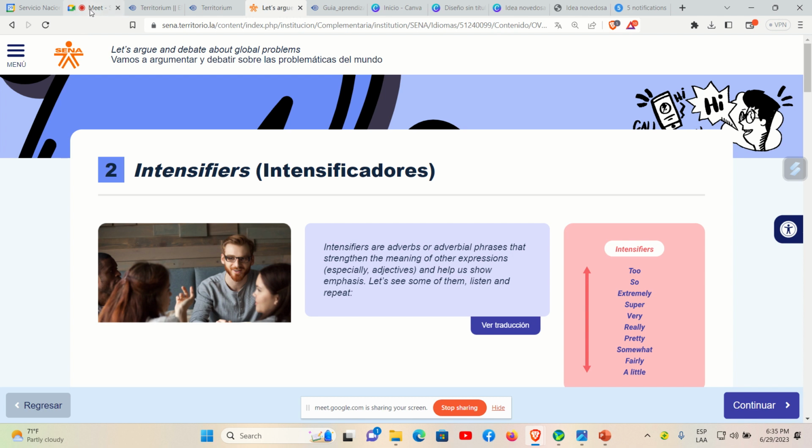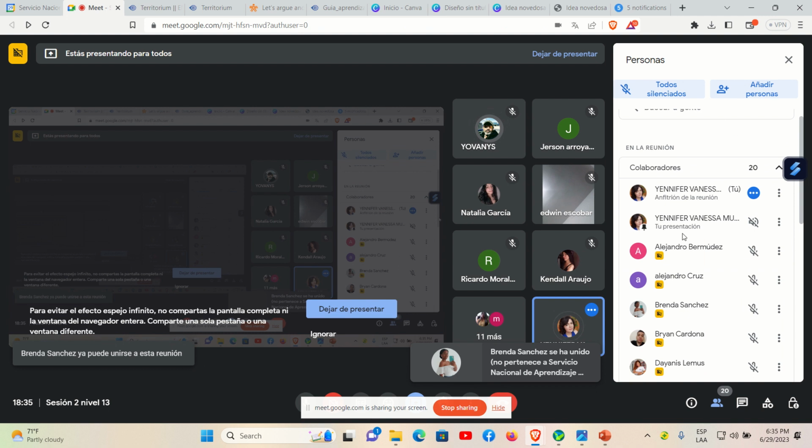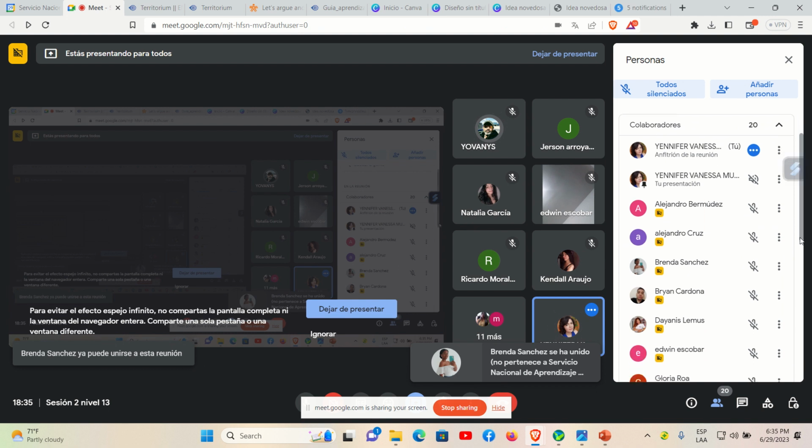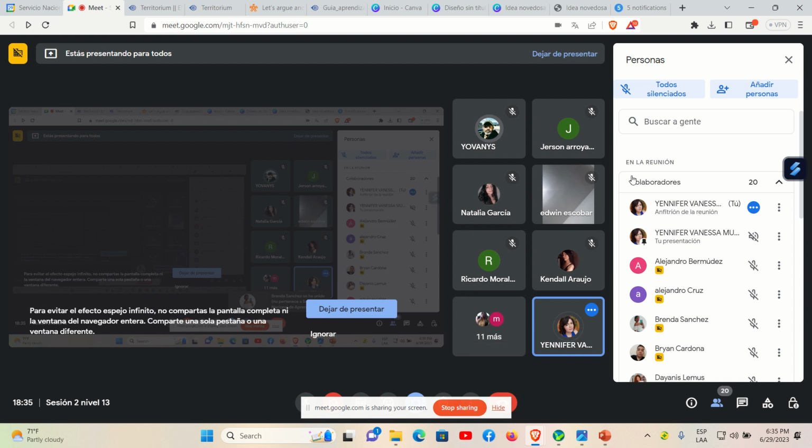Ay, por ahí, por favor, los micrófonos, que hay ¿qué? Un eco por ahí. Un eco. A ver, let's see. Okay, they are enough now. Okay, good.